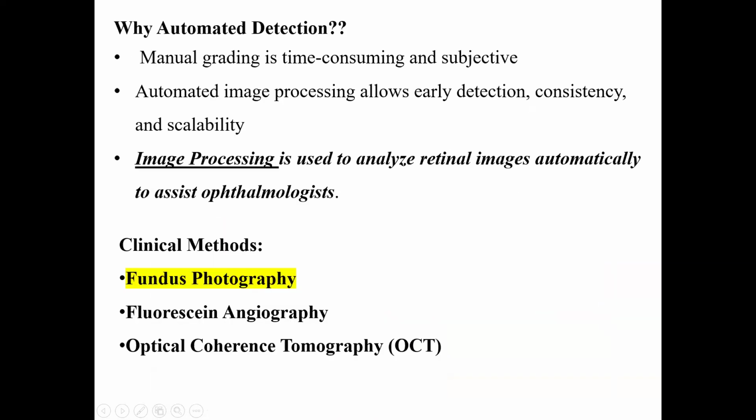So now, why automated detection of diabetic retinopathy is essential is because manual grading is time consuming and it is also subjective by nature. So if this process of detection is automated by using a technology like image processing, this will help the doctors with early detection, consistency, and also scalability. So, image processing is used to analyze retinal images automatically and thus help the ophthalmologist to perform diagnosis over the patient.